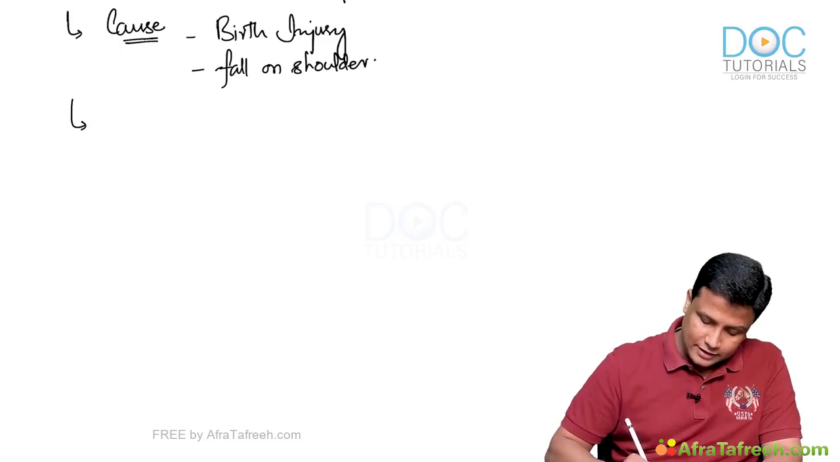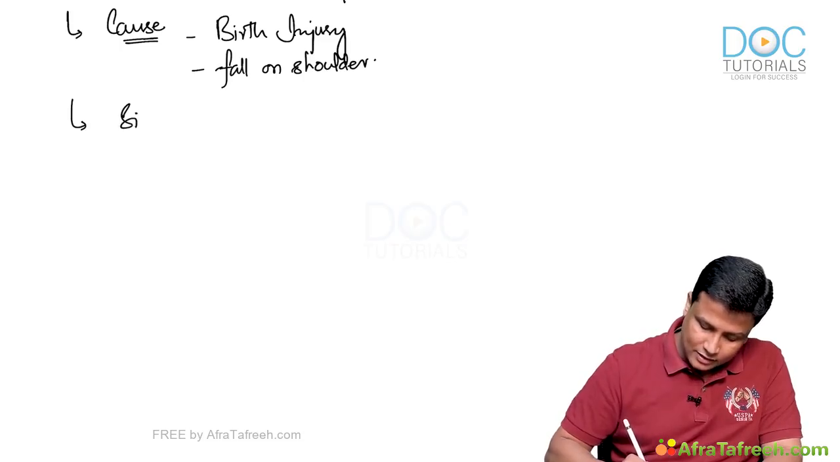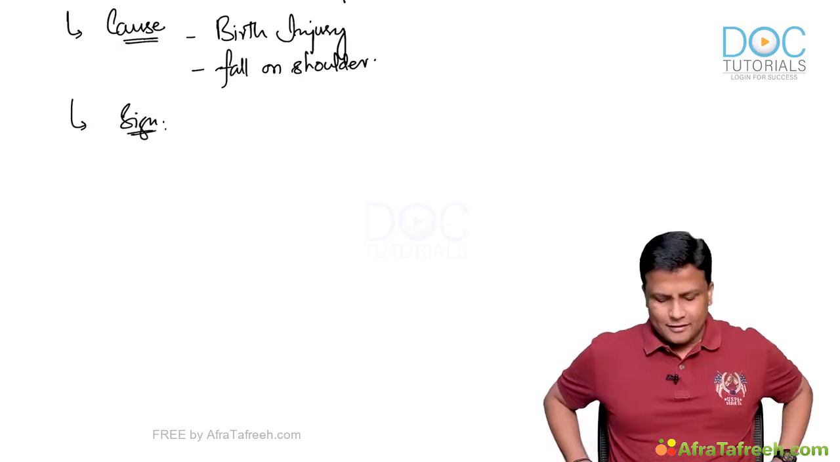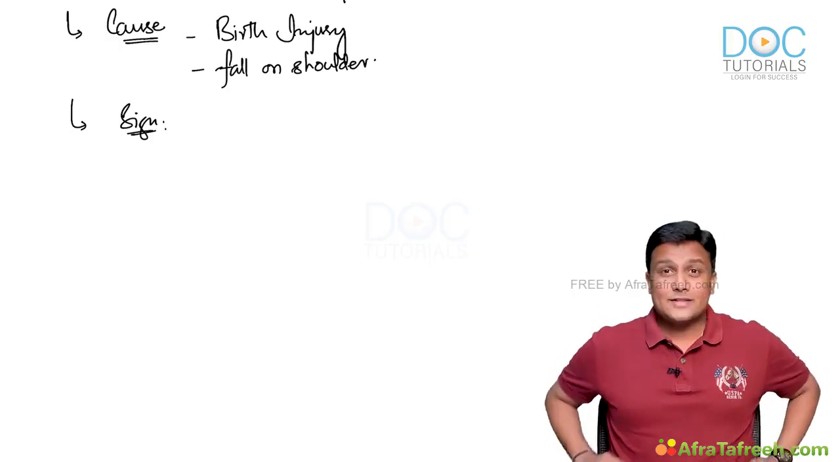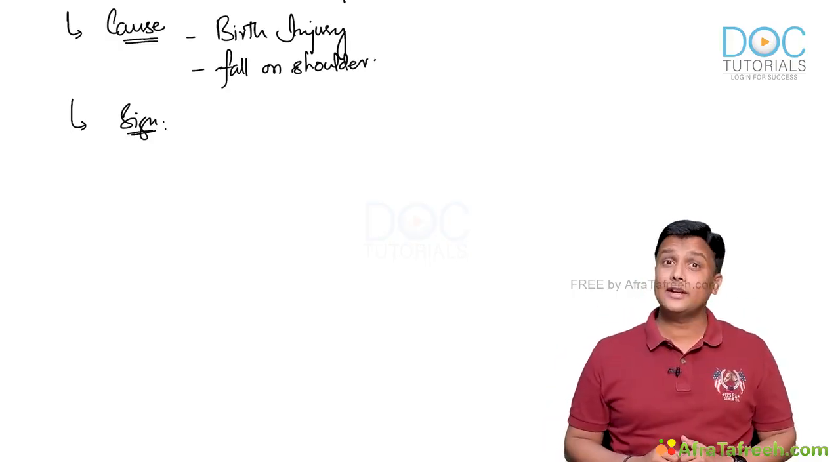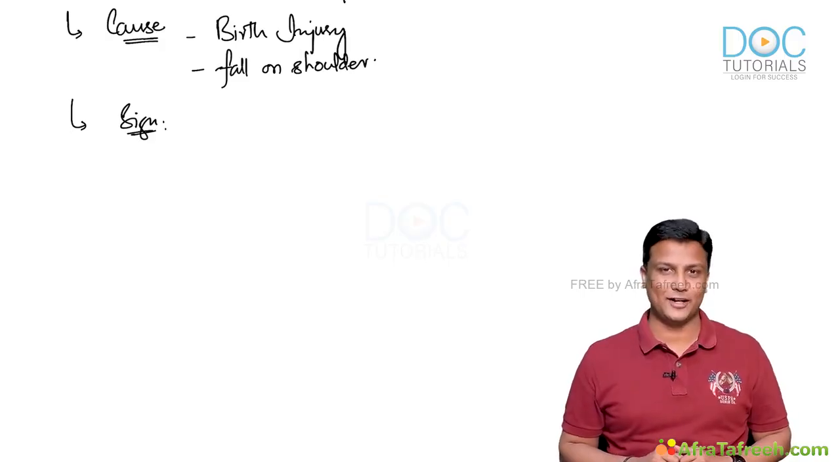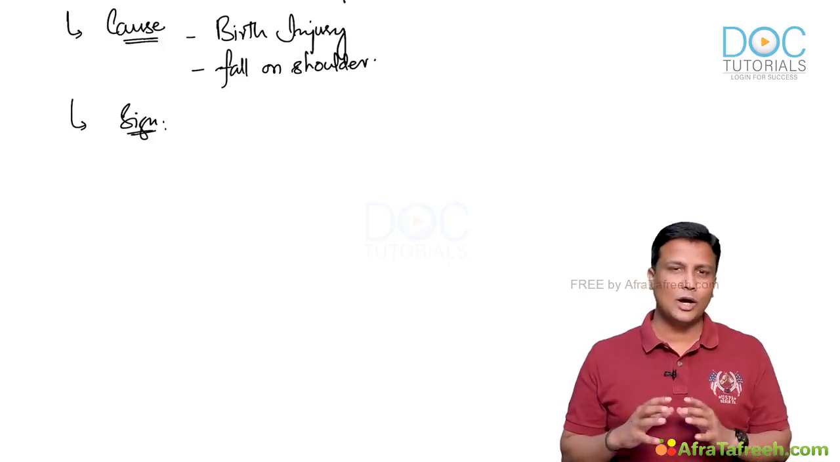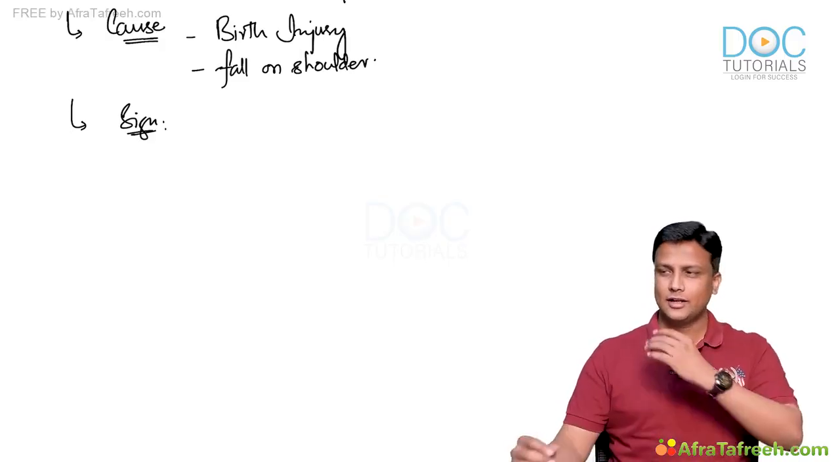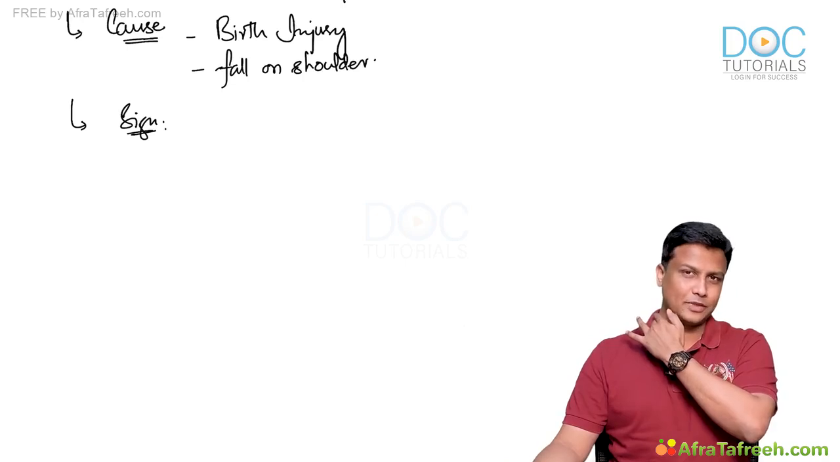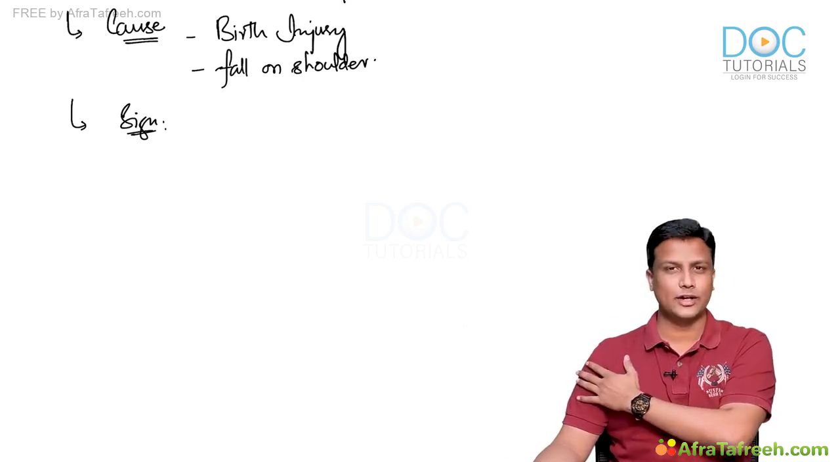After learning the cause, the next important thing is what is the sign of Erb's paralysis. All these things are okay, guys, but what is a sign? How will you clinically identify Erb's paralysis? That is important now. So let me tell you how you are going to identify that one, guys. Suppose this upper trunk is gone, then what is going to happen? First of all, at the shoulder joint here.